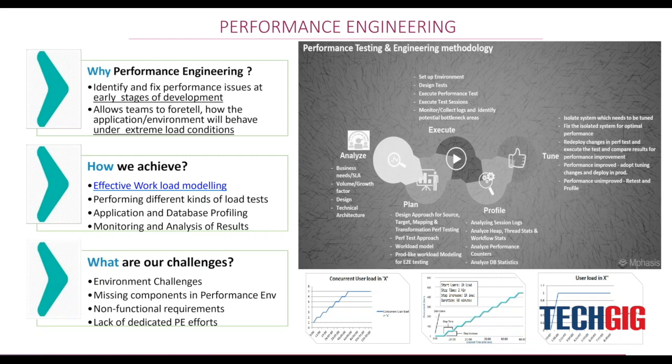Once you've done the execution, you need to analyze the logs, analyze the test results, and analyze the transactions which have breached the SLA during your test run. Using the APM tool, you need to identify the hotspots and provide recommendations for improvement. So these are the things that come into the execute phase.